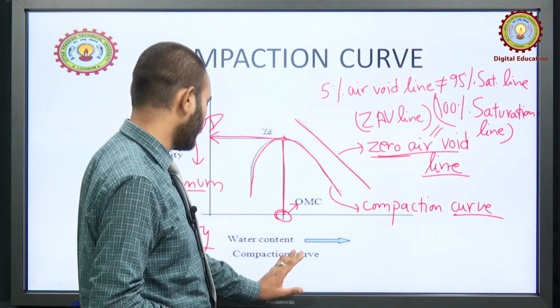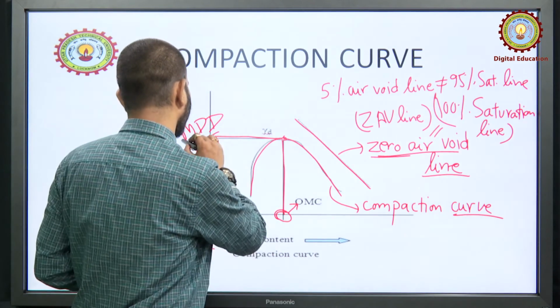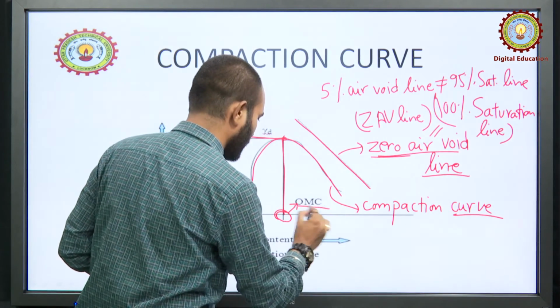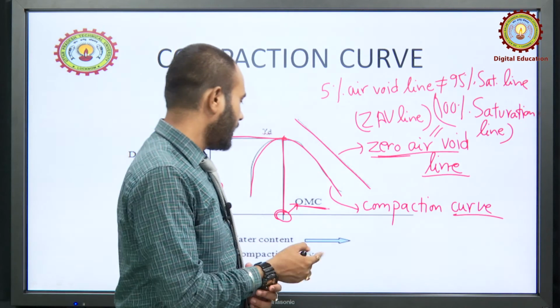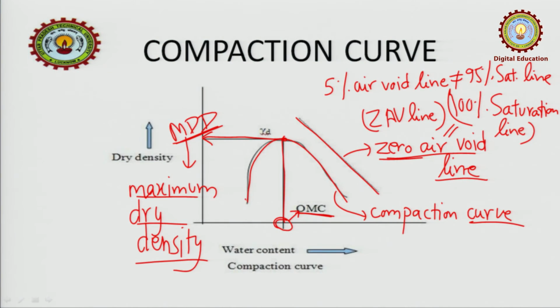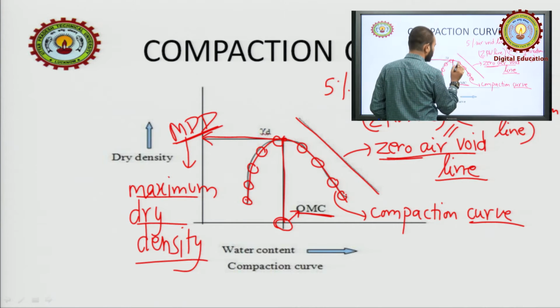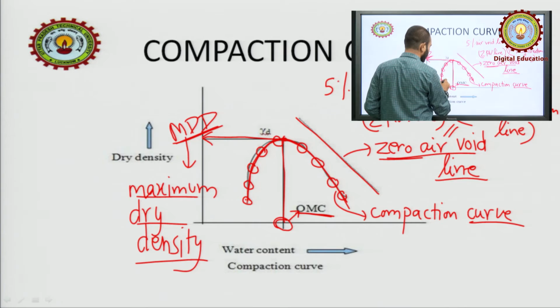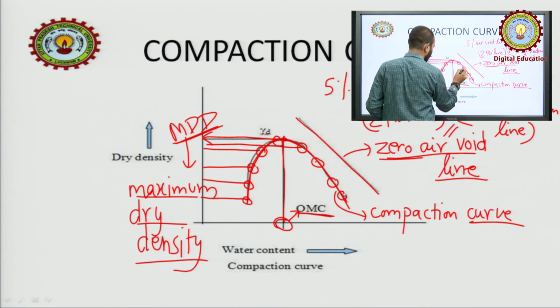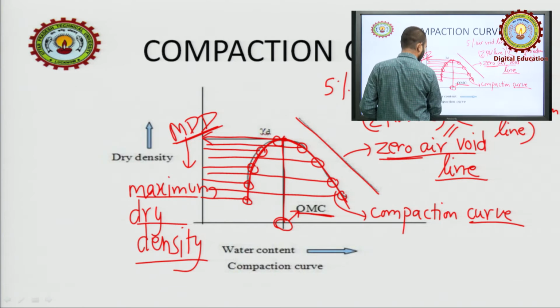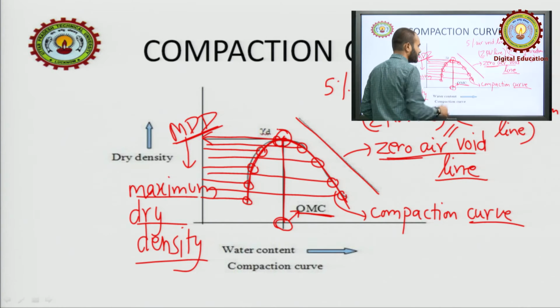This is dry density, here you have water content, this is the maximum dry density, and this is OMC, optimum moisture content. Now in the general lab procedure, we carry out this experiment for different water contents, so that a sufficient number of points can be obtained and the plot can be made smooth. We obtain a number of dry densities, then plot them and find the maximum dry density.